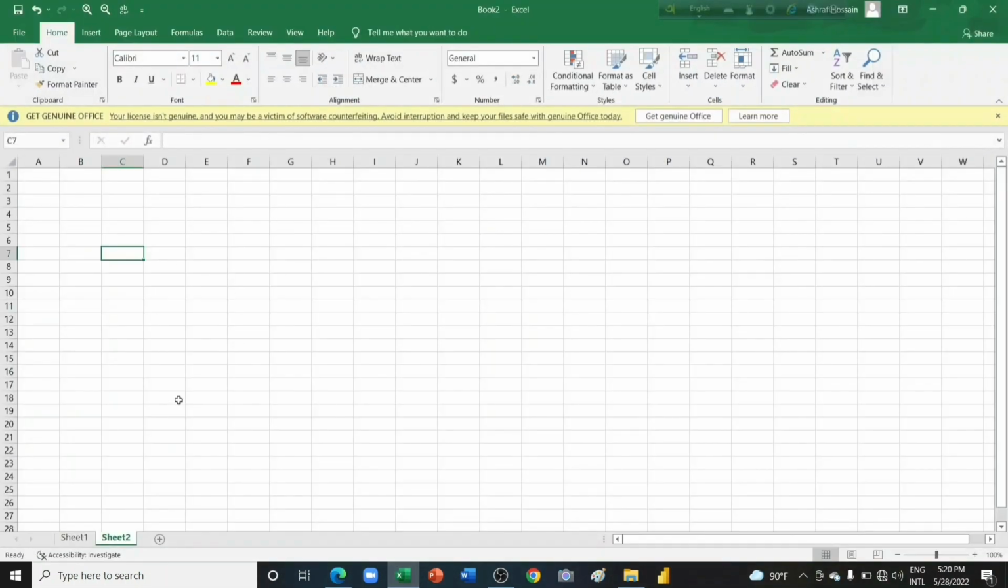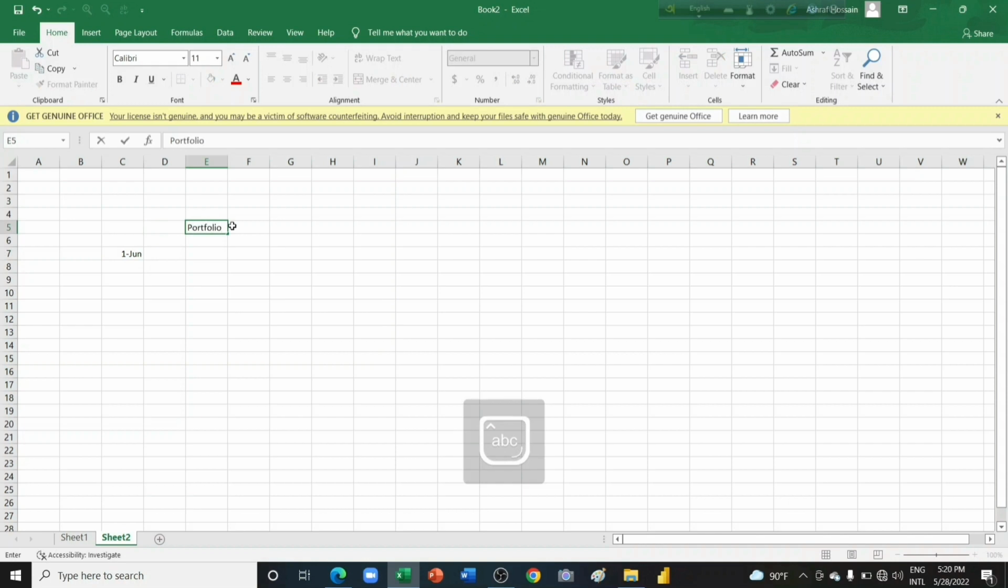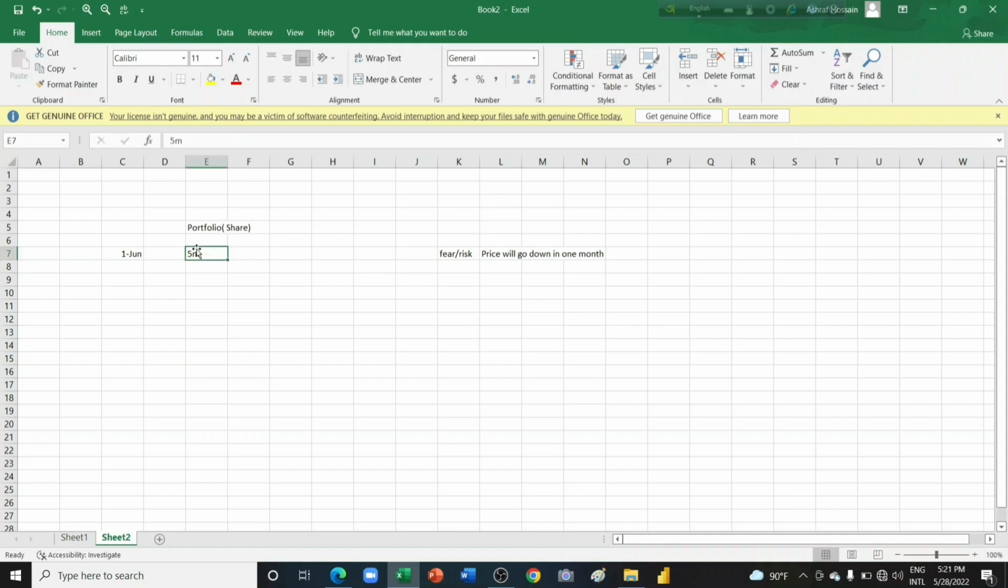So the picture on 1st June is, I have a portfolio, and let me call it share. Value of that portfolio on 1st June is 5 million USD. My fear or my risk is price will go down in 1 month. I've already made this investment and I want to hold it, but I have a fear or a risk the price will go down in 1 month. So what I need, my need is the opportunity to sell when prices go down.